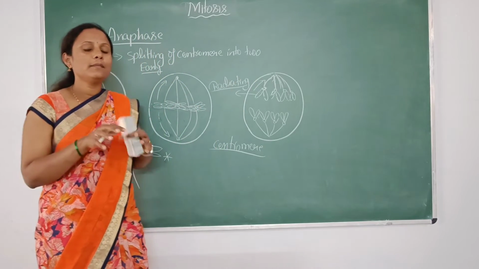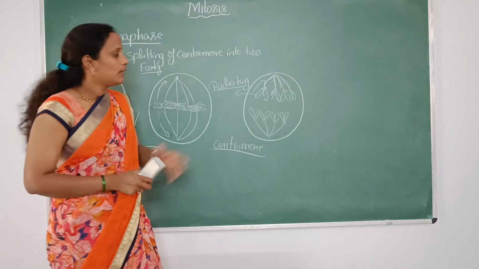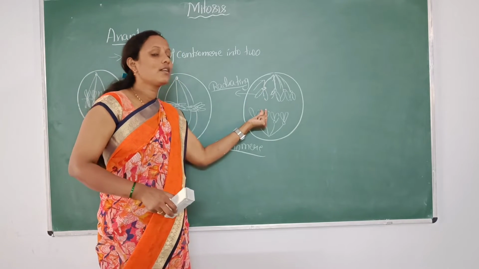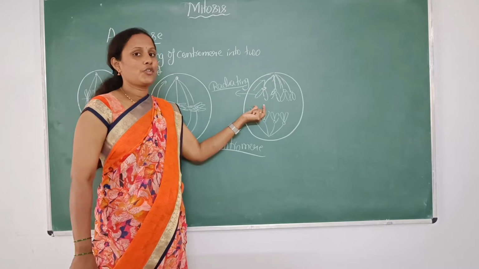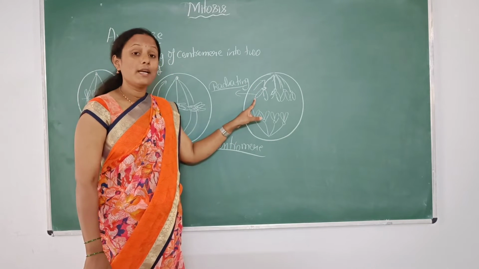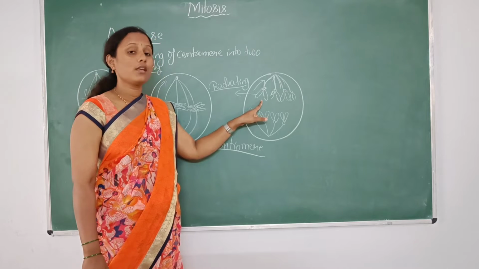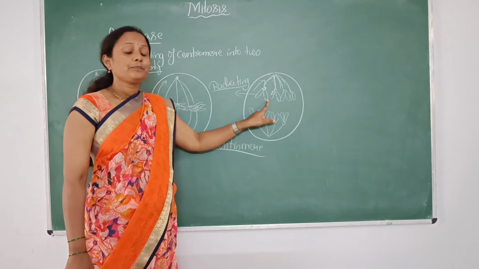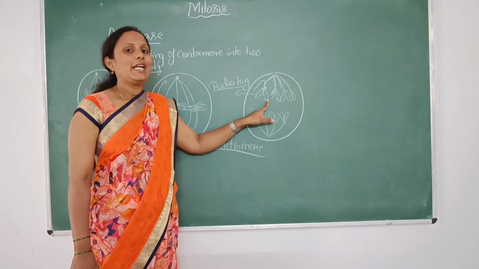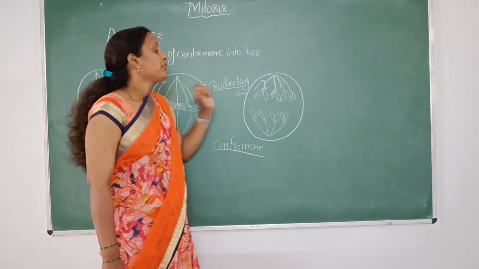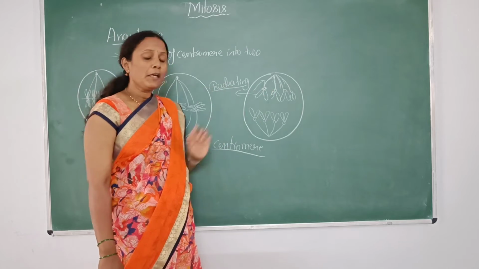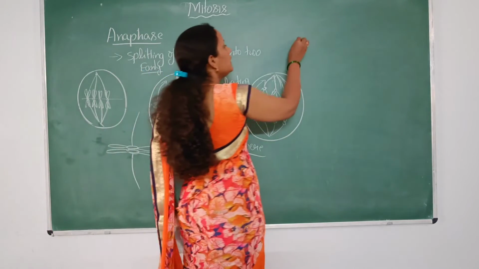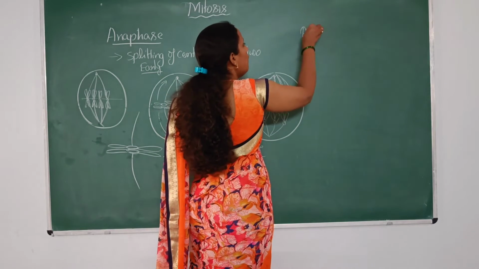In the cytoplasm they will be floating. So that's why we will be writing the chromatid arms in the opposite direction, because only the centromeres are moving towards the poles. The arms are radiating in the cytoplasm.